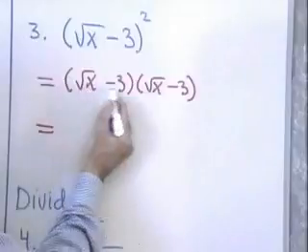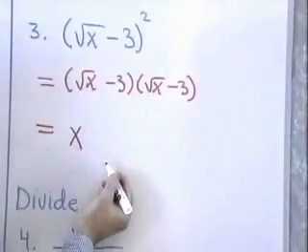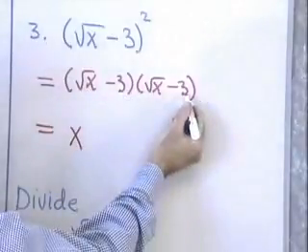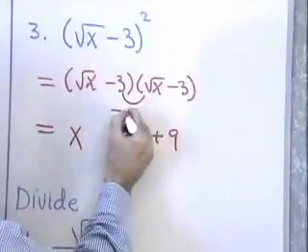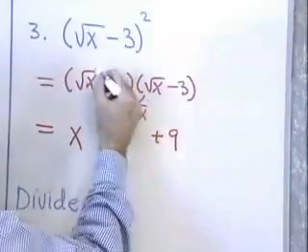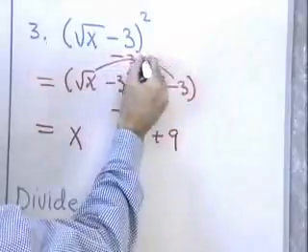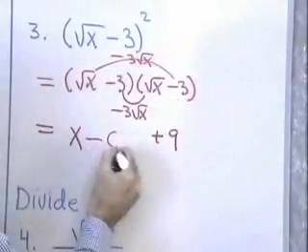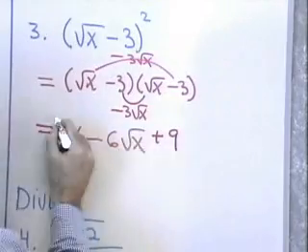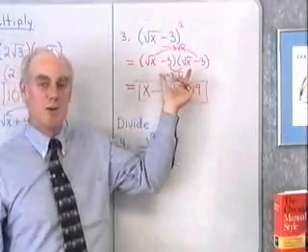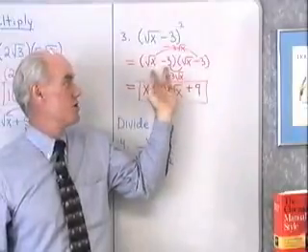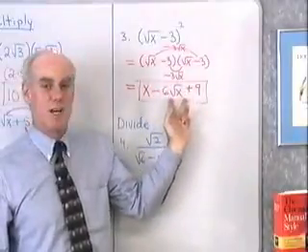So again, square root x times square root x is x for the first term. The last term, minus 3 times minus 3, which is positive 9. Inside, minus 3 square root x. Outside, minus 3 square root x. I add those, I get minus 6 square root x. So I multiply these two just as if they were binomials, just like I did the problem just before this. Multiply each term here by each term here. This is what we end up with.